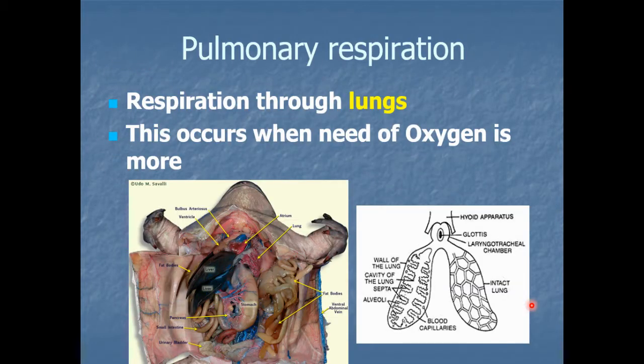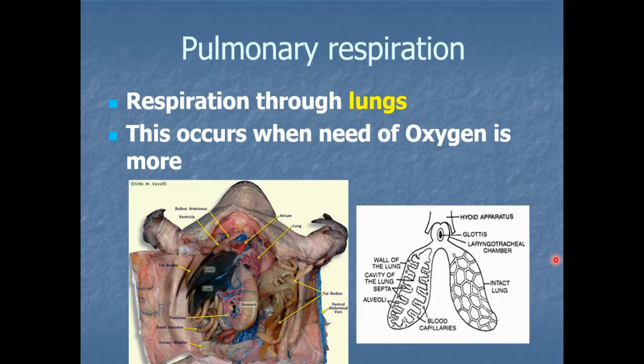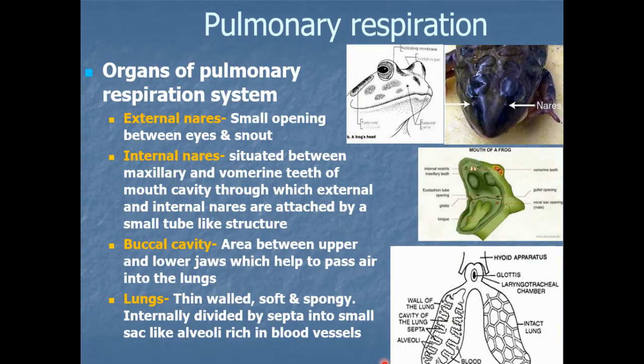And the third and most important type of respiration that is taking place is the pulmonary respiration. This type of respiration takes place through lungs. And this occurs when the need of oxygen is more. You can see here the lung of the frog. And now, what are the important organs that are taking place in pulmonary respiration?